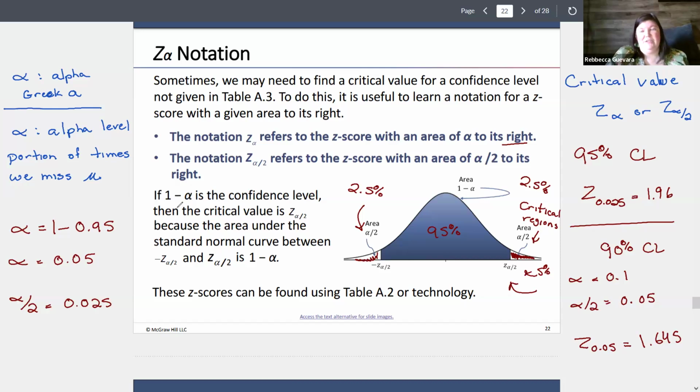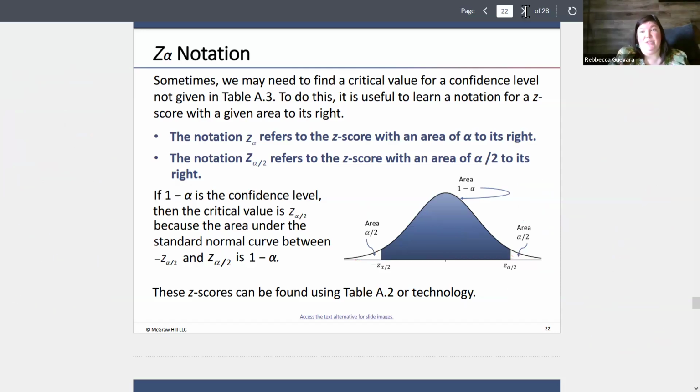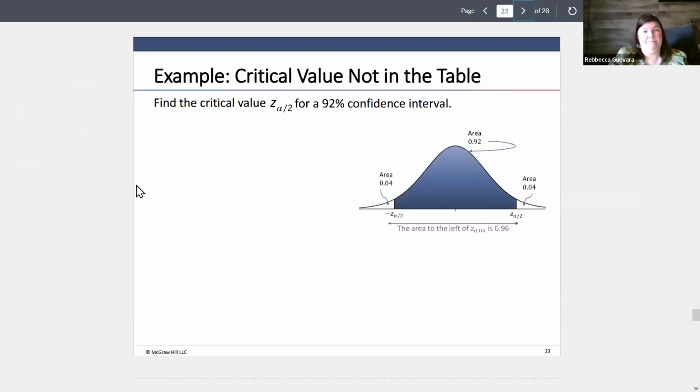Okay. Just explaining what this notation means, because we use this notation sometimes, especially when we start looking at t distributions or student t distributions, we use that notation a lot more. So we want to find the critical value of z alpha divided by 2 for a 92% confidence interval. There are two ways that I can do this.